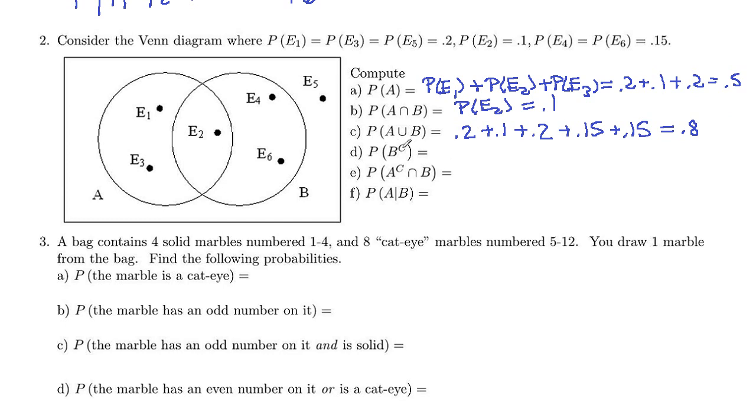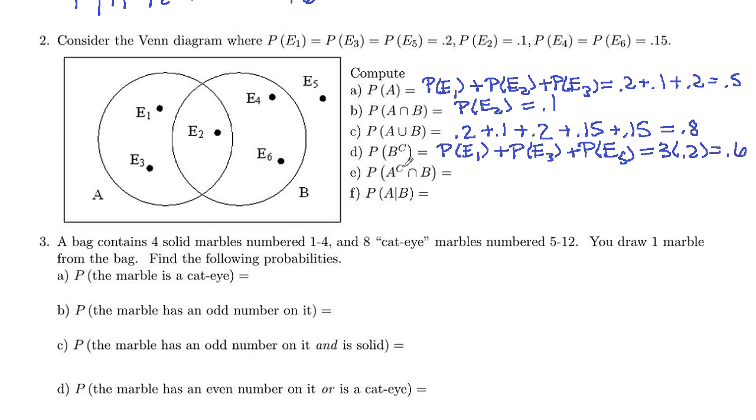Probability of B complement. So that's the sample points that are not in B. So B includes 2, 4, and 6. So not in B is going to include 1, 3, and 5. So this is probability of E1 plus probability of E3 plus probability of E5. 1, 3, and 5 all have probability of 0.2. So that's 3 times 0.2, which is 0.6.